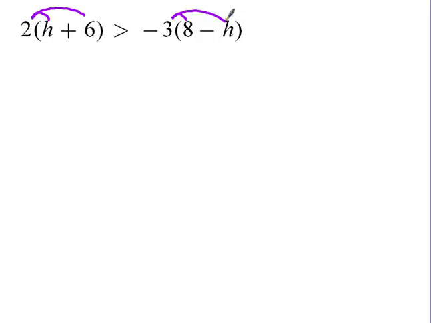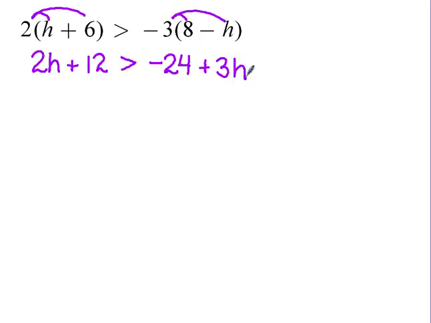What do you get on the left? 2h plus 12 is greater than, good call. Why is it plus 3h? They're both negative. You have a negative 3 times a negative h. Now we need to combine like terms. So what do you want to move first? You want to move the 3h? Okay. So let's subtract 3h from both sides.